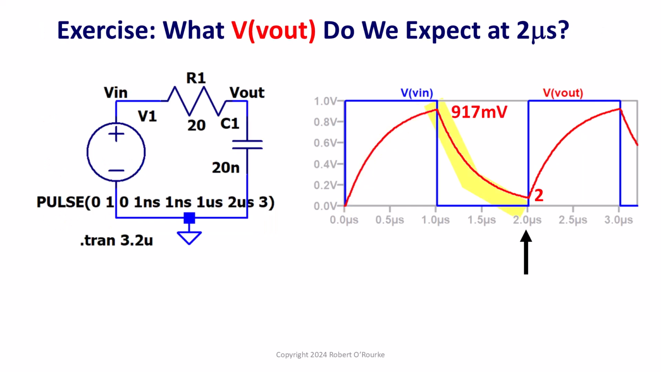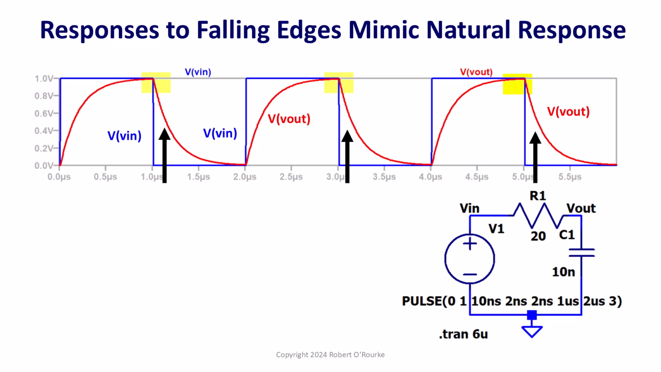Continuing the exercise at 2 microseconds, what do we expect the value of vout to be? And how do we calculate this value? The value at 2 microseconds results from exponential decay starting at 1 microsecond in time. The exponentially decreasing red vout signal across the output capacitor, responding to the falling edges of the blue input voltage signal VN, looks like a set of natural responses.